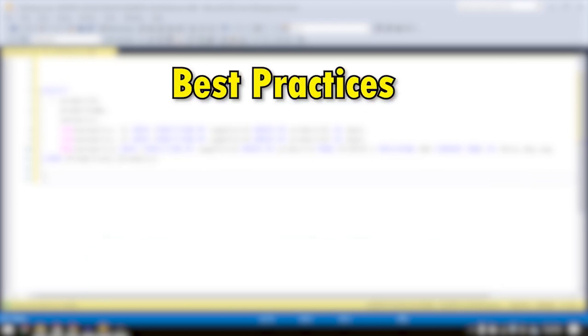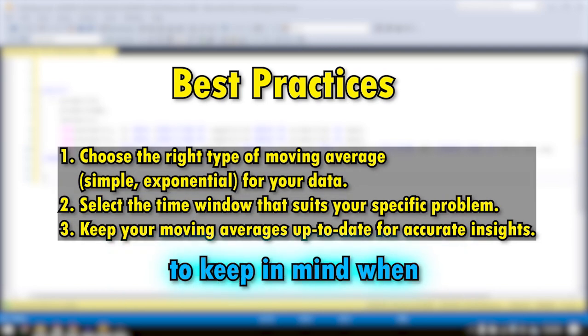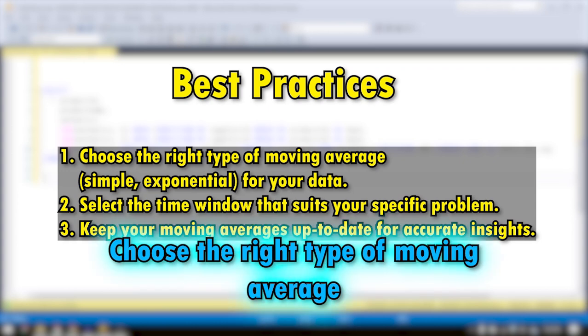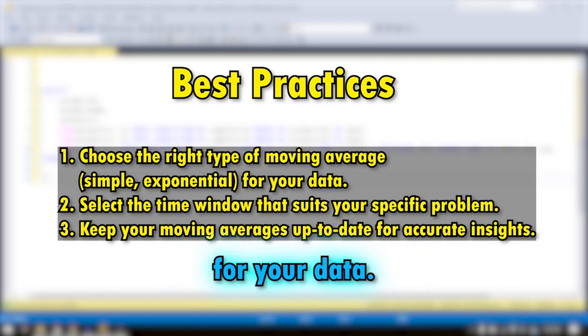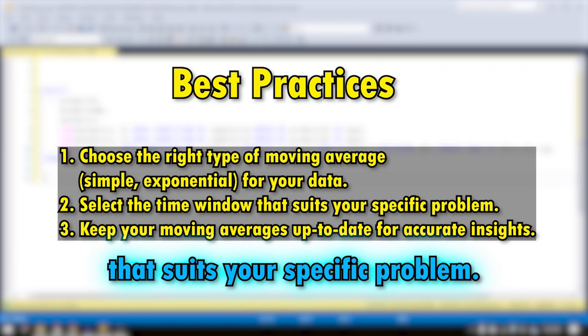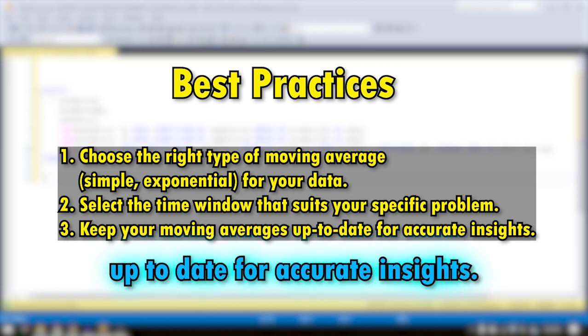So there are some best practices. Here are some best practices to keep in mind when using moving averages. Choose the right type of moving average, simple or exponential, for your data. Select the time window that suits your specific problem. Keep your moving averages up to date for accurate insights.